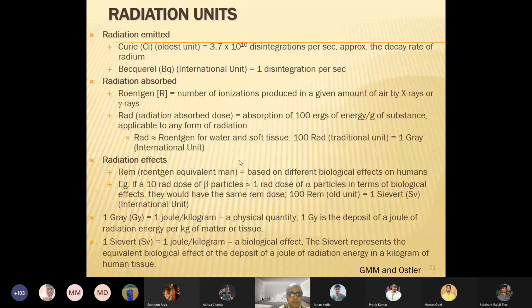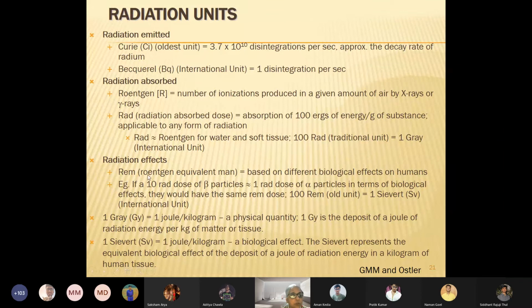Then we come to radiation effects. Even absorbed radiation is not sufficient for us to understand the biological effect. I want to know, let's say, about a particular human being, especially occupational exposure. Let's say somebody is working in the radiation lab, and we want to know the biological effect of long-term exposure to low levels of radiation. In that case, we want to look at the effect of radiation on the tissue of that person. So then we use a unit called REM.